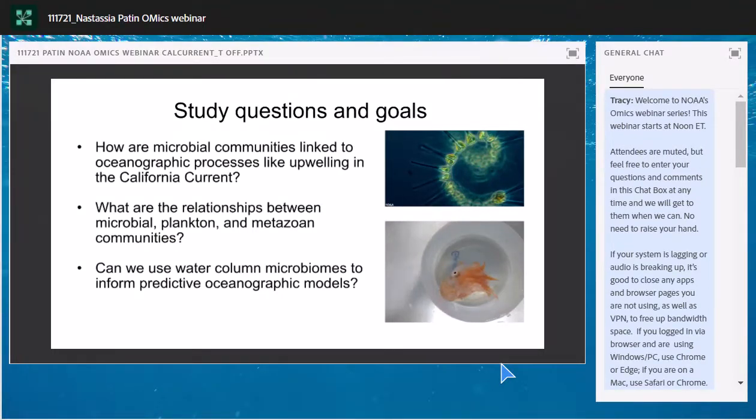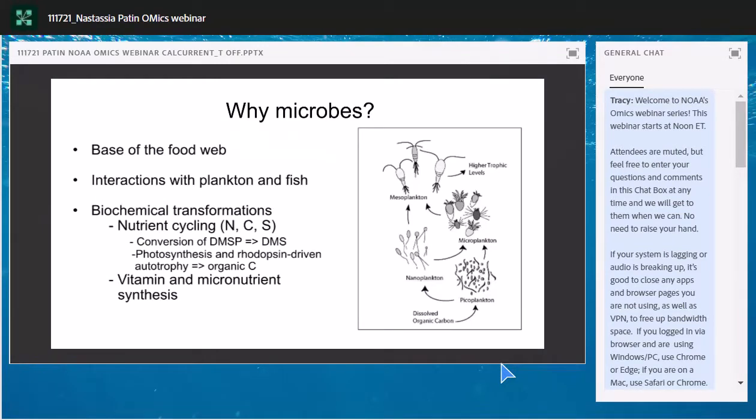What are the relationships between microbial, plankton, and metazoan communities? And then finally, in a bigger picture sense, which I won't specifically address today, but I would like you to keep this idea in the back of your mind: how can we use water column microbiomes to inform predictive oceanographic models, whether that's related to climate or fisheries or other important applications? And we're hoping that these efforts will get us closer to those goals.